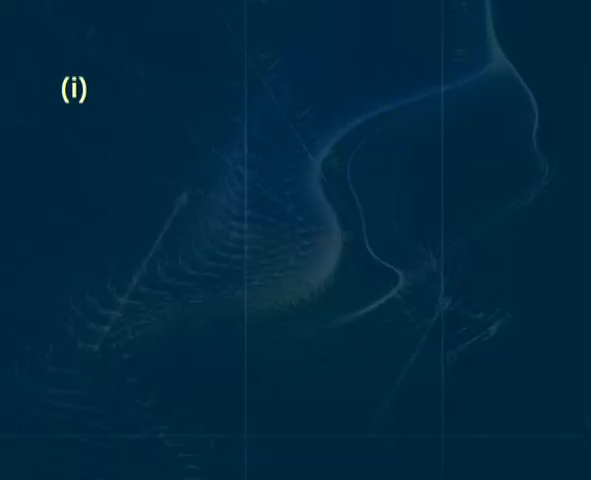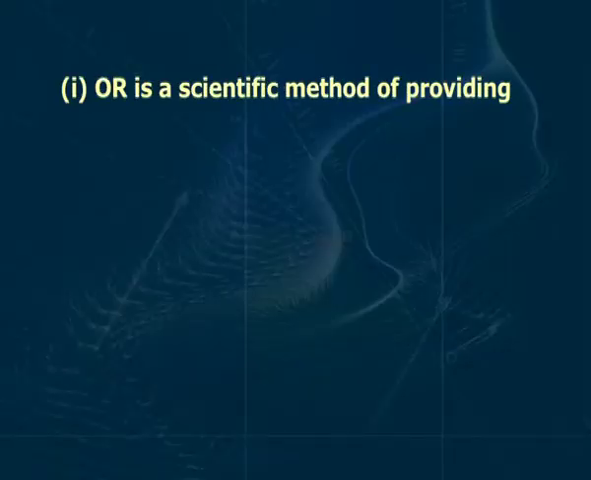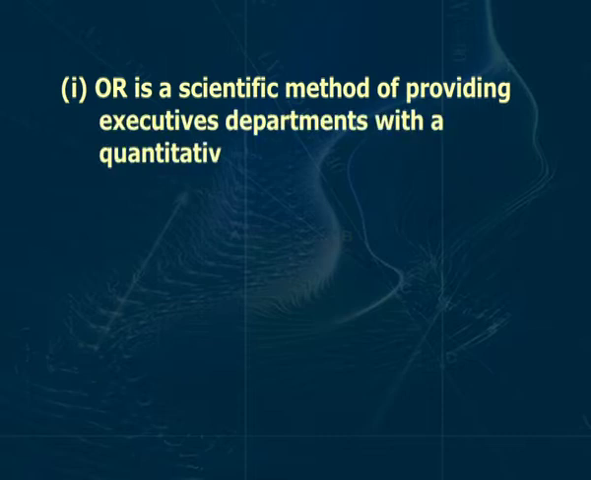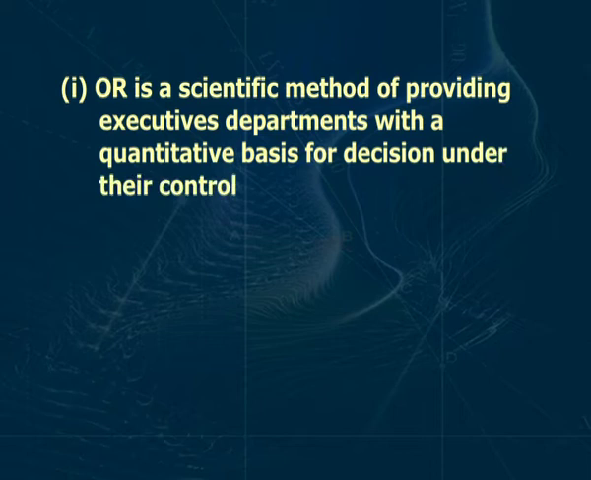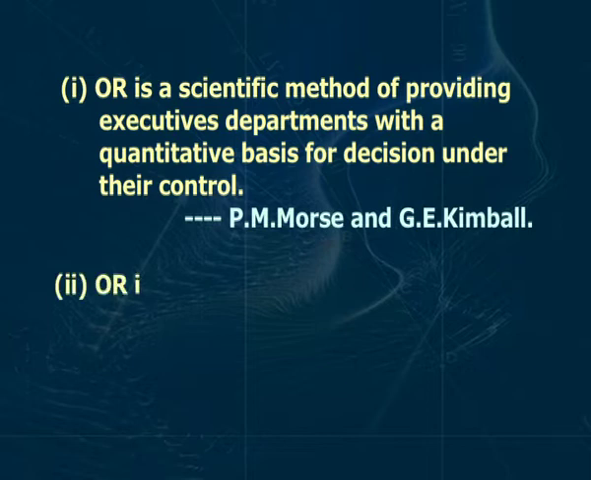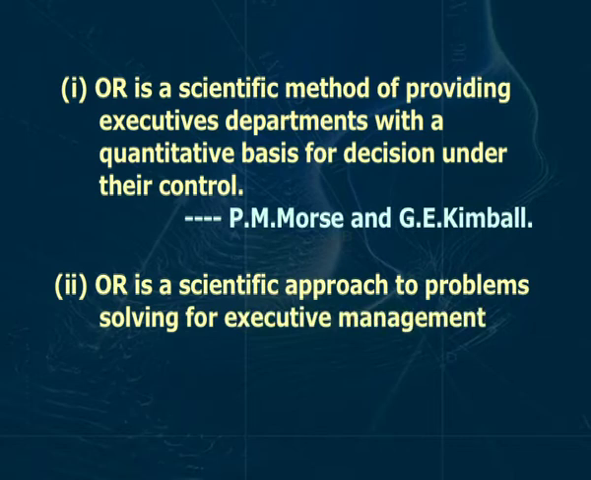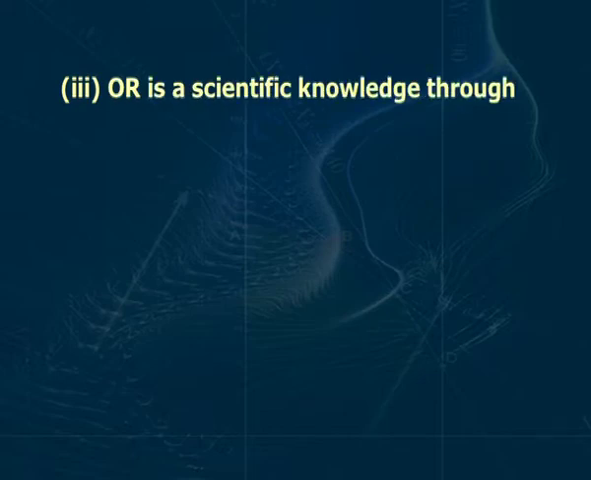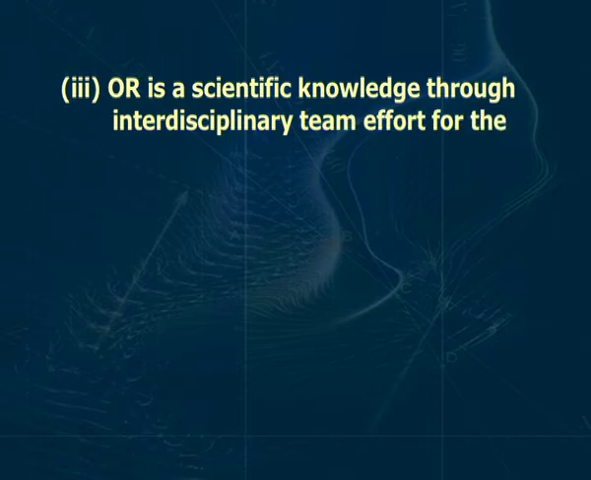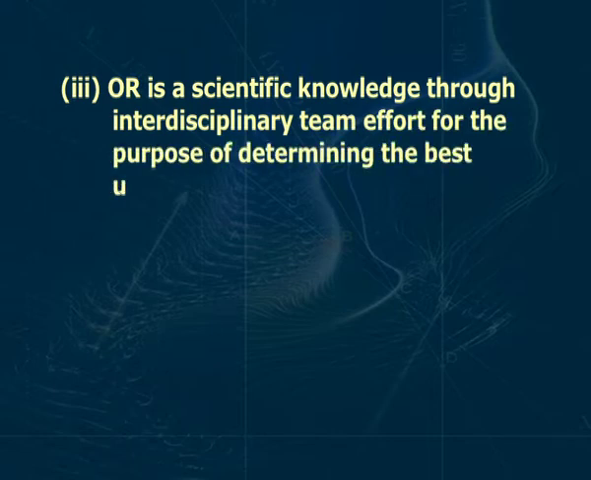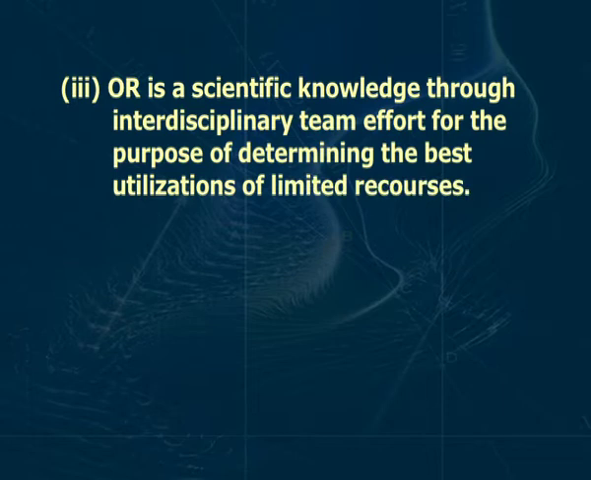OR has been described by various persons as follows. Number 1. OR is a scientific method of providing executive departments with a quantitative basis for decisions under their control, by P.M. Morse and G.E. Kimball. Second, OR is a scientific approach to problem solving for executive management, by H.M. Wagner. Third, OR is scientific knowledge through interdisciplinary team effort for the purpose of determining the best utilization of limited resources, by H.A. Taha.